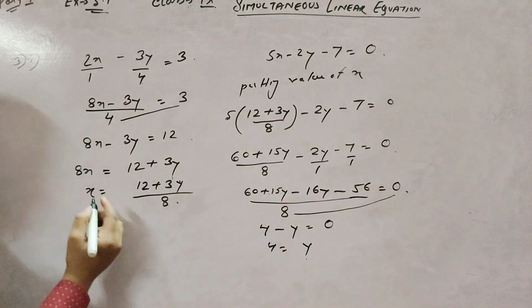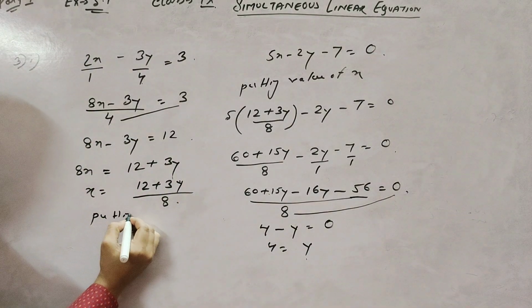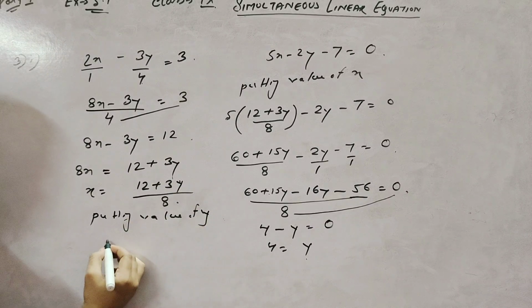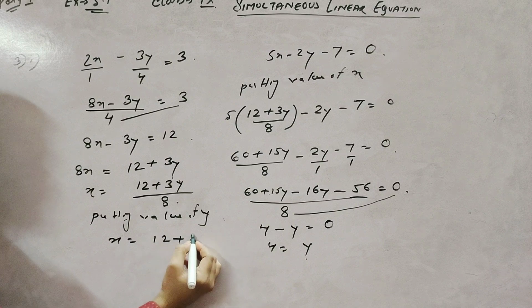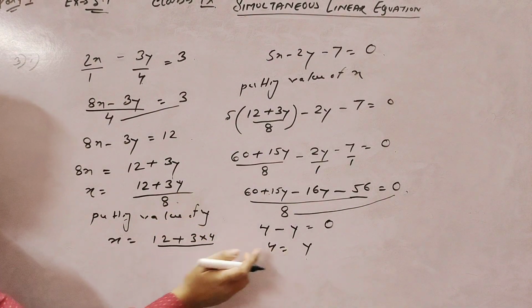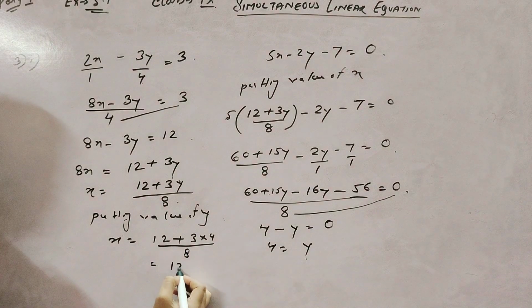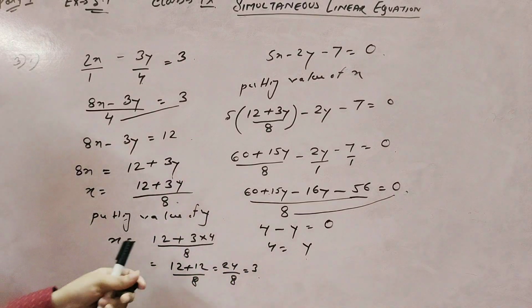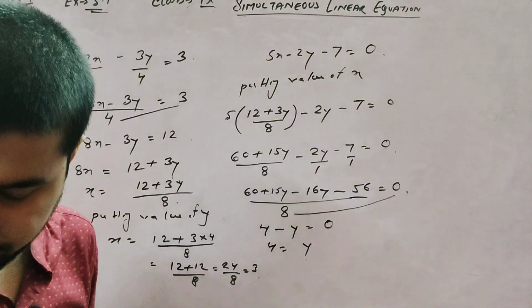Now here just put the value of y. Putting the value of y, x equals to 12 plus 3. In place of y we just write down 4, by 8. 12 plus 12 by 8. So 24 by 8, that is 3. So the value of x is 3 and y is 4. Okay, note.